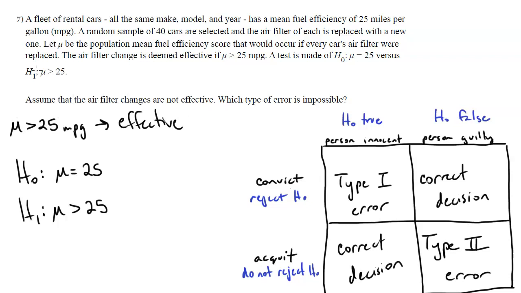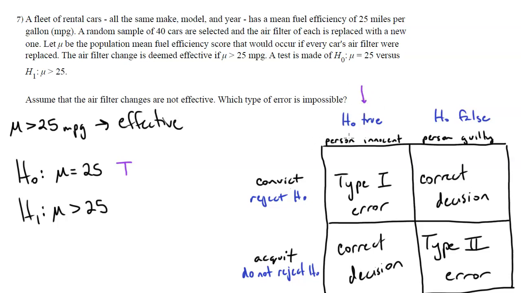Okay, beautiful. So if the population mean is greater than 25 miles per gallon, that's an effective change. But the air filter changes are not effective. So that means we're not greater than 25. That means the null hypothesis is true. See, the alternative hypothesis said the population mean is greater than 25. If that happened, we would have an effect, the air filter changes would be effective. But since they're not effective, we know that the alternative hypothesis is not true. Null hypothesis is true. So we're here.